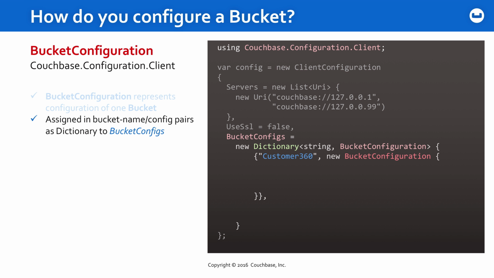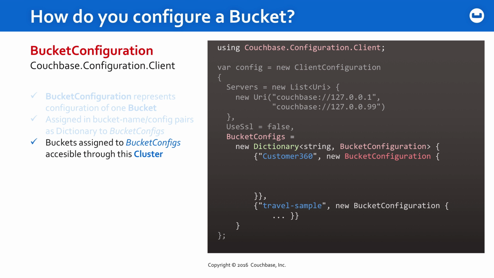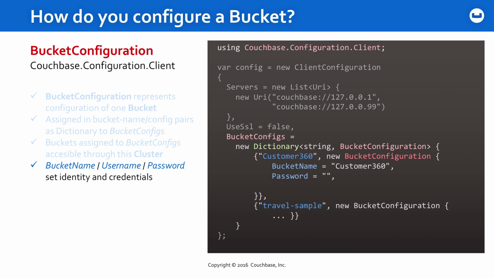Obviously, this is how we identify within the config object the name of each bucket and then a group of settings for each bucket that's going to be available to this client. So we might have customer 360 with a config, travel sample with a config. Whatever buckets need to be available to this particular client can be configured here.